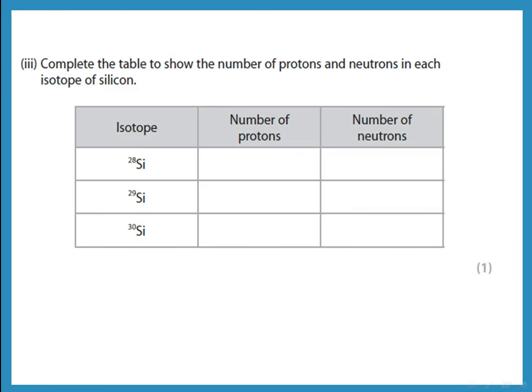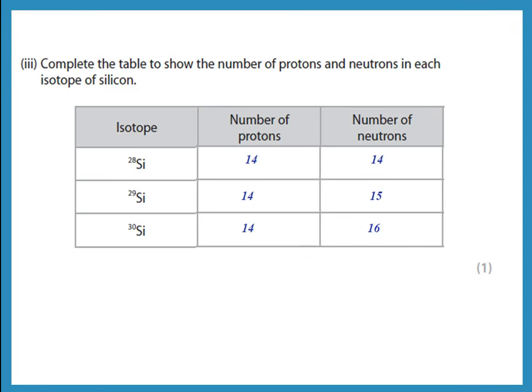Okay, this is a very simple question. He's asking you what's the number of protons and number of neutrons, and you should realize that the number of protons is the same as the atomic number. When you look at silicon, the atomic number is 14. So the number of protons for all of them is 14. Now, how do we get the number of neutrons? It is the mass number minus the atomic number. For each of them, the big number minus 14. So 28 minus 14, 29 minus 14, 30 minus 14. These are the numbers of neutrons.